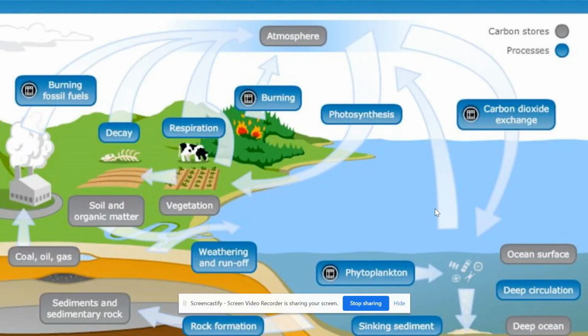And so here's just another picture showing all of this, but with a little more detail. It kind of shows the flow of carbon being stored and carbon being processed and returned. So if you want to look at this in a little more detail, you can pause the video and check it out for yourself.